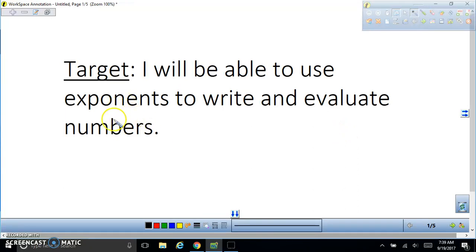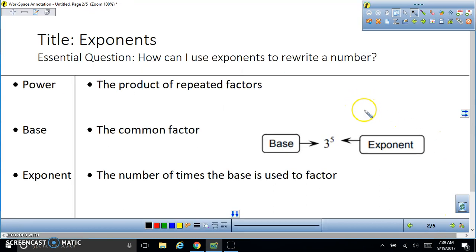Hey guys, today we're going to be talking about using exponents to rewrite and evaluate numbers. So let's go ahead and get started. Alright, go ahead and title this Exponents. And your essential question is, how can I use exponents to rewrite a number? You're having a successful lesson if by the end you can rewrite a number using exponents.